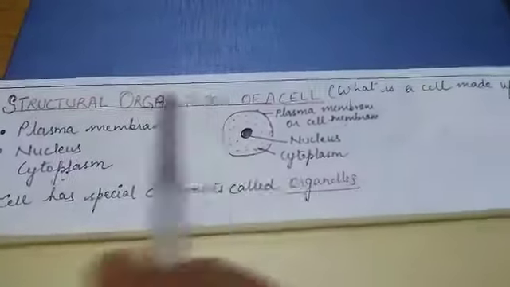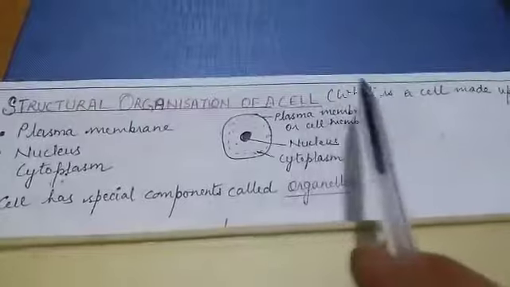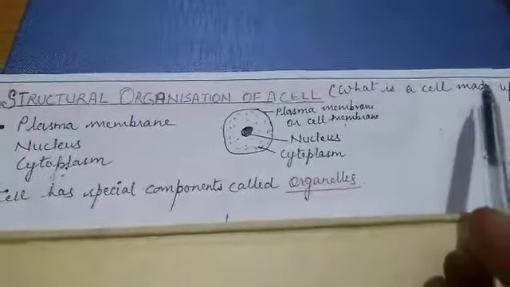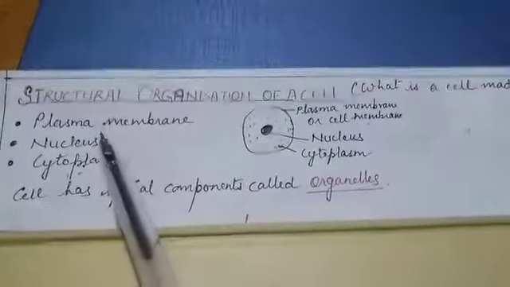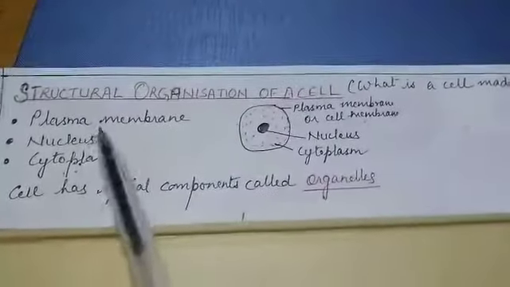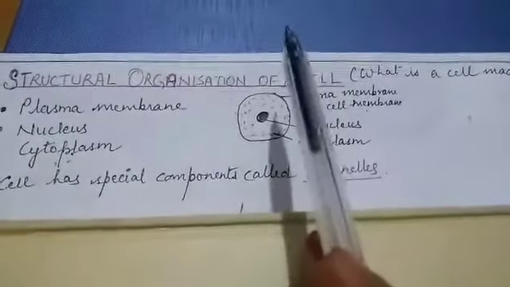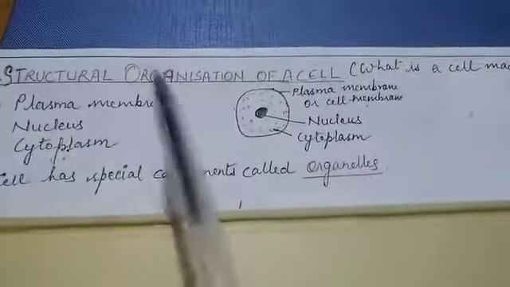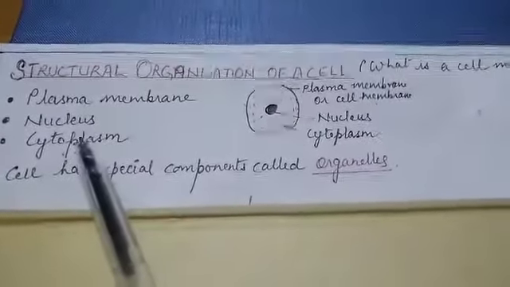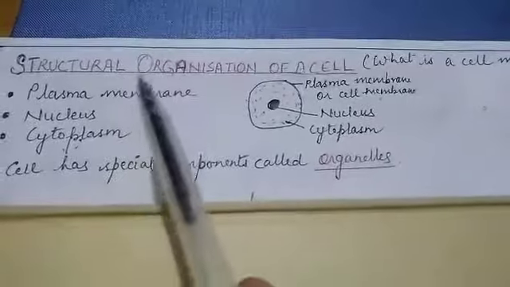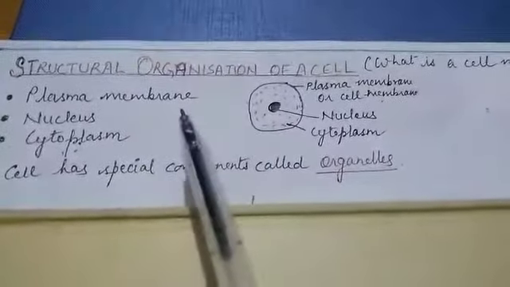Let's continue with structural organization of a cell. Means, what is a cell made of? If we see a cell under a microscope, we will notice three basic features which are common in all types of cells: plasma membrane, nucleus and cytoplasm. These are the three basic features of every cell.